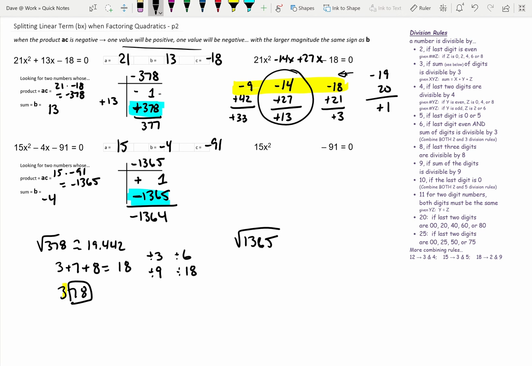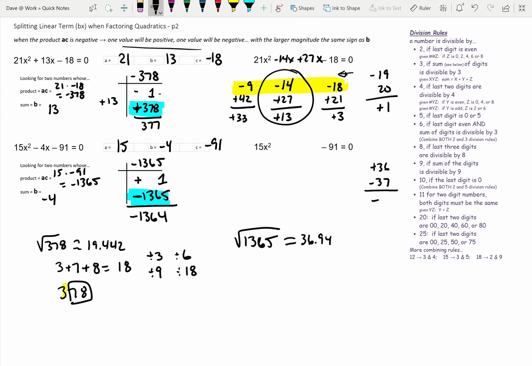Take the square root of positive 1,365. Figure out that that works out to be roughly 36.944. Imagine if I had used a positive 36 and a negative 37. Now again, I want to emphasize, 36 times negative 37 is negative 1332. It is not going to be the answer.